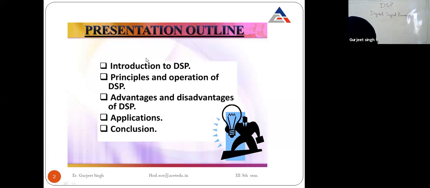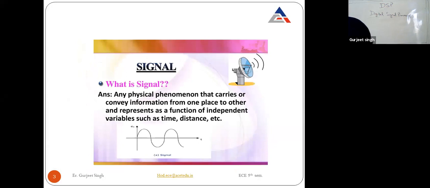Okay. So first of all, DSP is digital signal processing. It consists of three words.